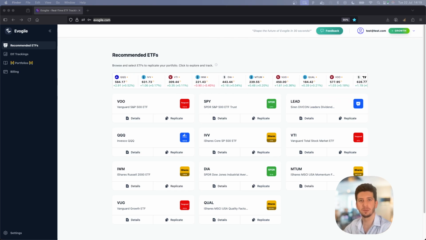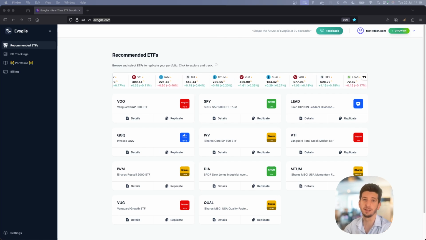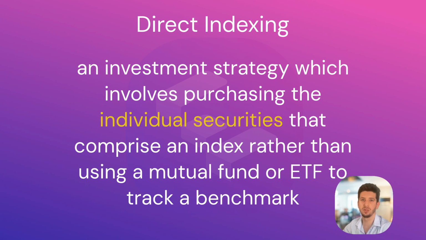I have this simple solution which solves a complex problem, which is direct indexing. What is direct indexing, you might ask? Well, it's a strategy where you buy the individual securities that make up an index or ETF. It gives you control and insight on how that particular ETF evolves its strategy over time, which stocks get added or dropped, and how each holding is weighted.